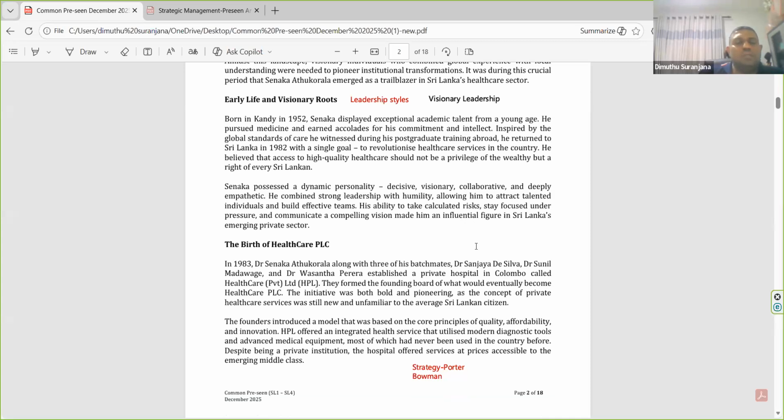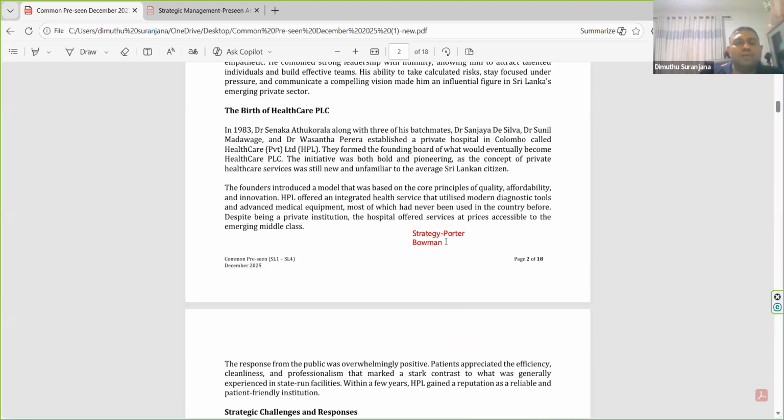We'll look at the next one, the birth of Healthcare PLC. In 1983, Dr. Senaka Katupon, along with three of his batchmates, Dr. Sanjay De Silva, Dr. Sunil Madhavagi, and Dr. Vasanta Perera, established a private hospital called Healthcare Private Limited. So not only him; there were other parties who joined with him to establish the hospital. The four of them together established the private hospital.